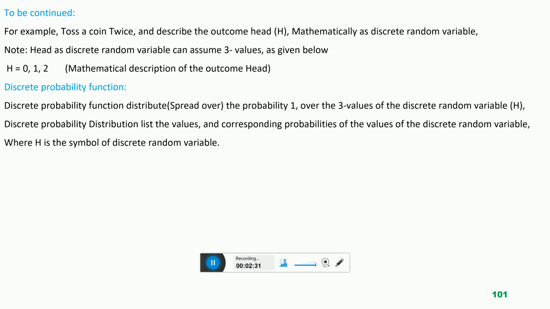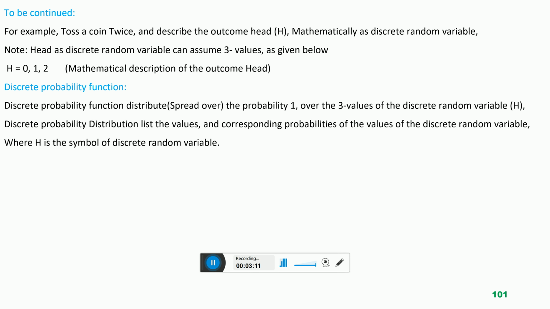For example, toss a coin twice and describe the outcome head mathematically as discrete random variable. Note, head as discrete random variable can assume three values as given below. Head can be 0, can be 1, can be 2. We discussed all these things in the previous example. Now in the discrete probability function, we will just list the values of the random variable, and we will learn how to assign probabilities to these random variable.